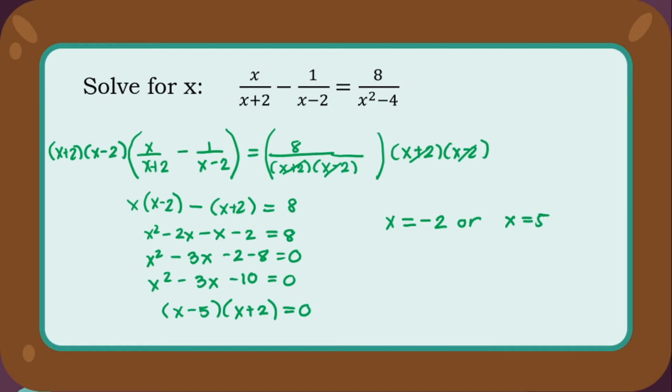Since x is equal to negative 2, when we substitute this, it will make the equation undefined. When does an equation become undefined? When the denominator becomes equal to 0. Therefore, the only solution is x equals 5.